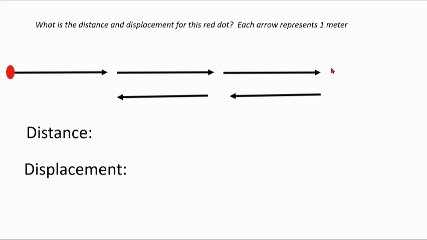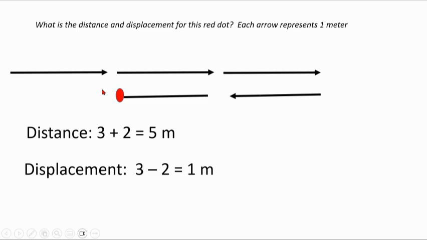So look at this example. The red dot moves forward 3 meters and then back 2 meters. So for distance, we add up how far it went this way plus how far it went back this way. And 3 plus 2 is 5 meters.